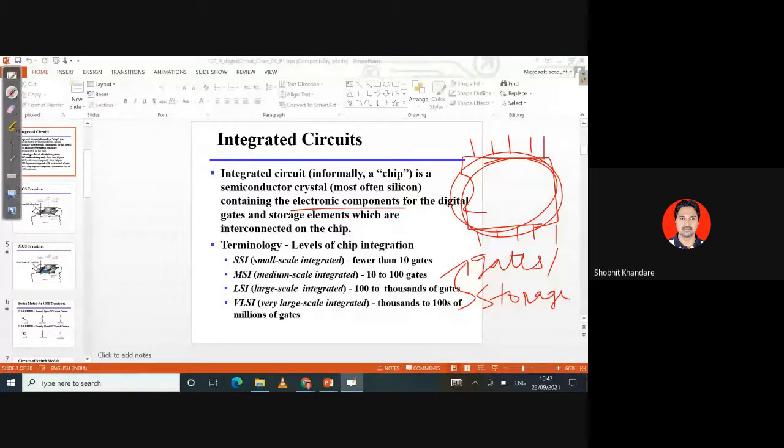And they are interconnected. So which are these components? The components can be your transistor. I just told you about the transistor. It can be diodes. You can write this down also: it contains transistors, it contains diodes, it also contains resistors.